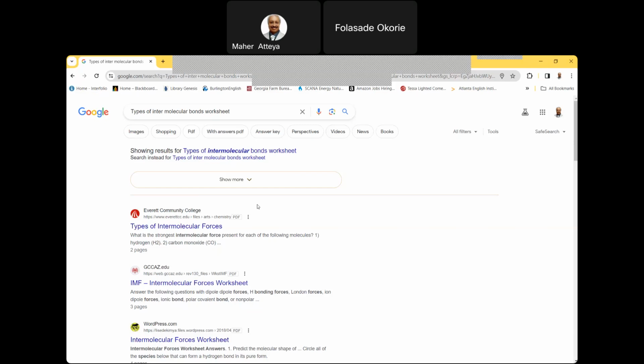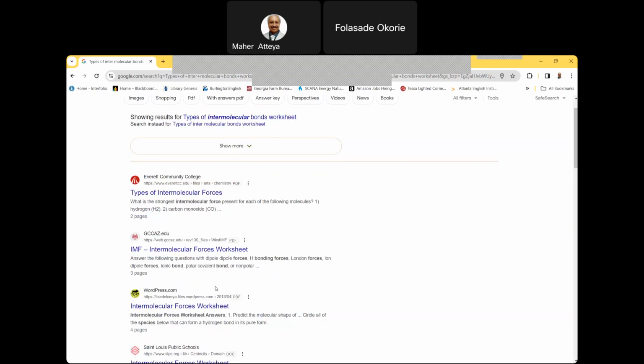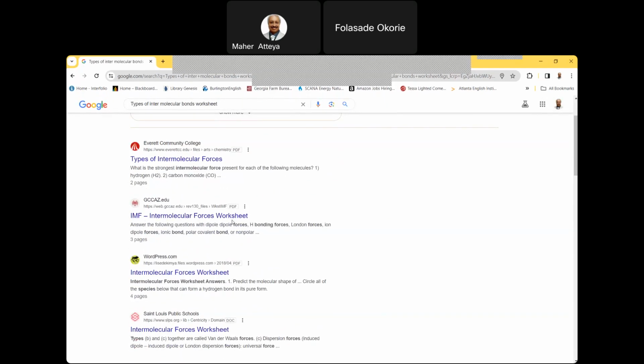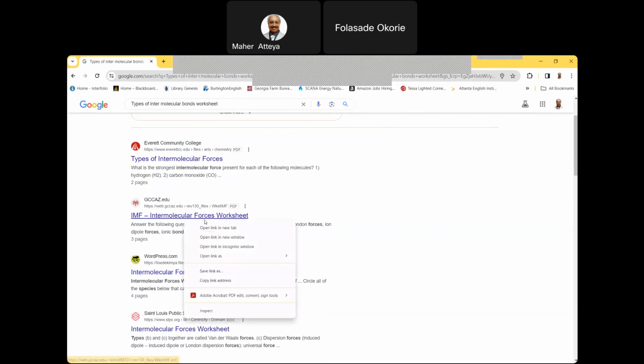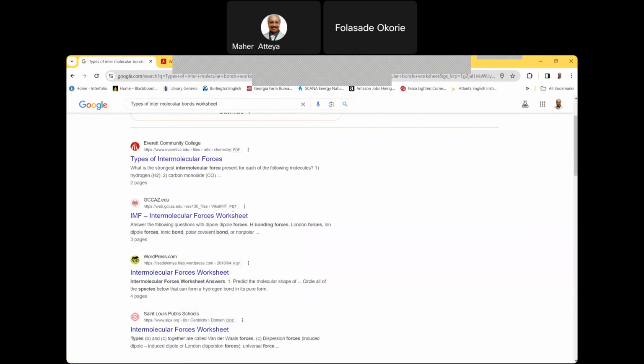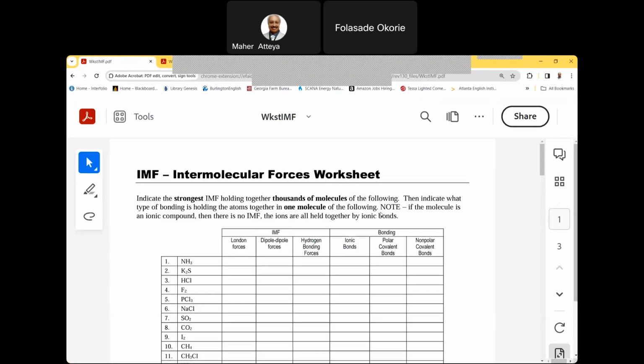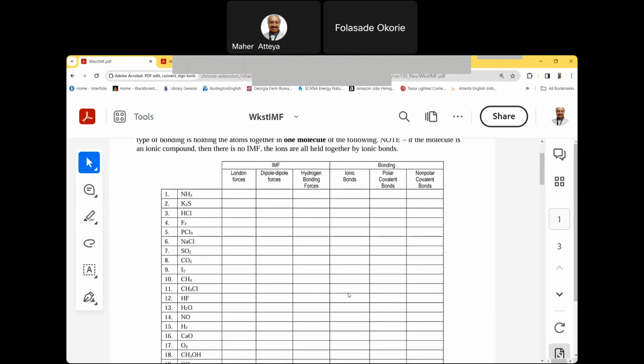So we have dispersion or intermolecular force interaction, dipole-dipole molecular interaction, hydrogen bond interaction, and ionic bond interaction. Choose one of those and tell me which one you like. IMF, intermolecular force. That's a good one. They gave you all the ones you like: hydrogen bond, dipole-dipole, London, which means dispersion.